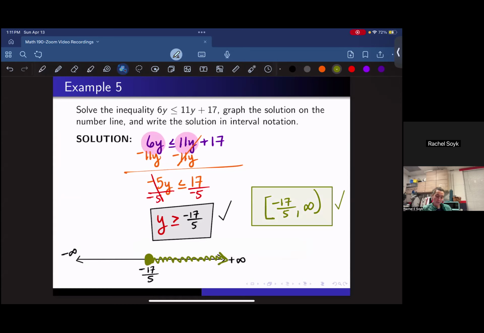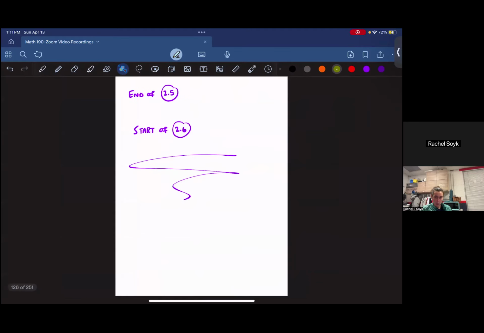So we're getting a lot of good practice with these inequalities. This does conclude our section 2.5. I highly recommend you take a look at those additional problems from our homework as well as from our workbook so that you can get a really strong understanding of this section.